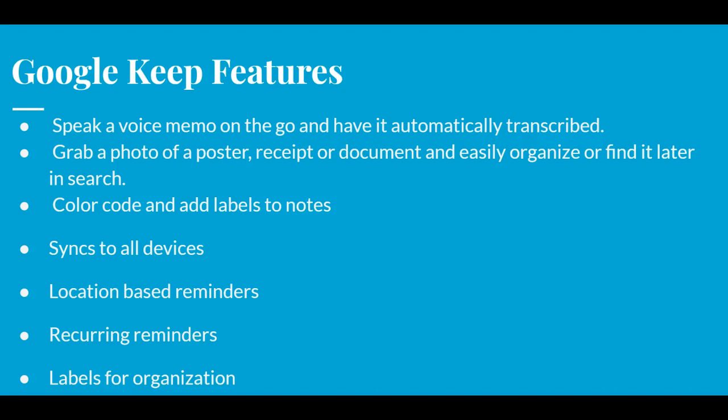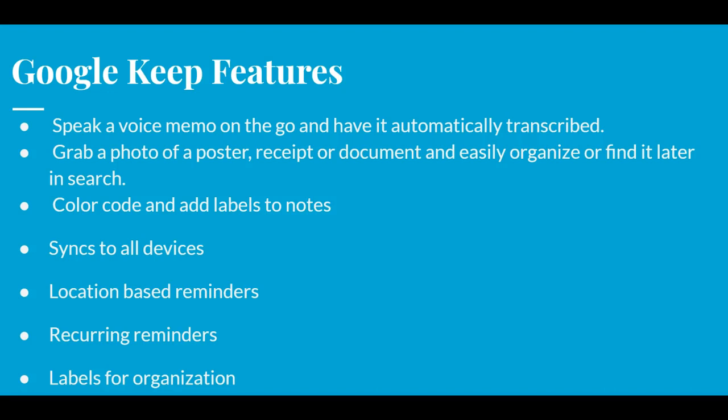You can color code your notes for organization and also add labels to them for even further organization, much like labels work in Gmail. It will sync to all your devices. So if you have your Google Keep on your phone and then you want to use it on your computer, if you're logged into the same account, you will find your notes and lists in Google Keep available wherever you're logged into that Google account you're using.